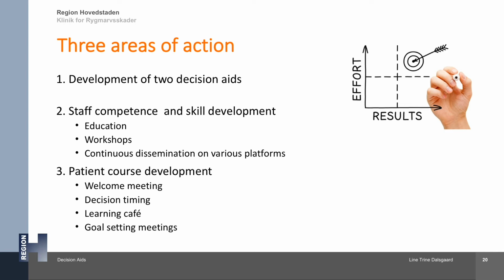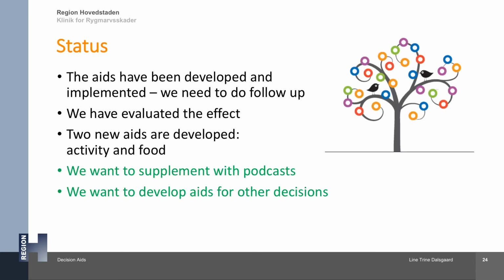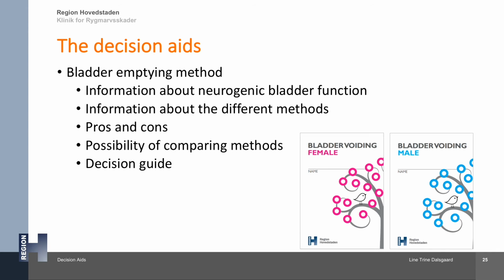So the frames must be in place, and the staff must have the necessary knowledge and skills. We therefore worked on 3 areas during the project. We worked on developing the 2 aids, the knowledge and skills of the staff, and the patient's pathway. I'll now introduce you a little bit more to the aids. I would have loved to show you something totally high-tech, brightly colored, but this is what it is, a paper bag. But it is a meaningful and useful paper bag.